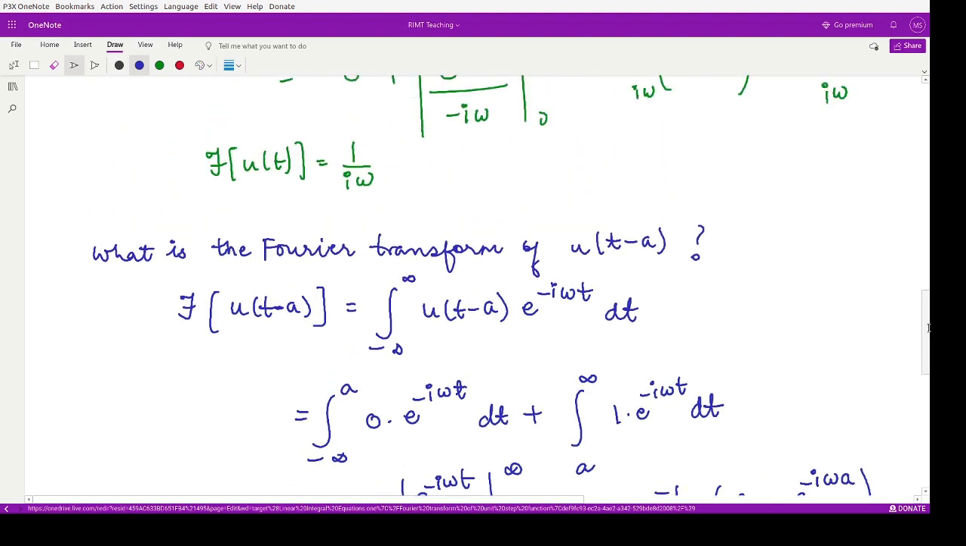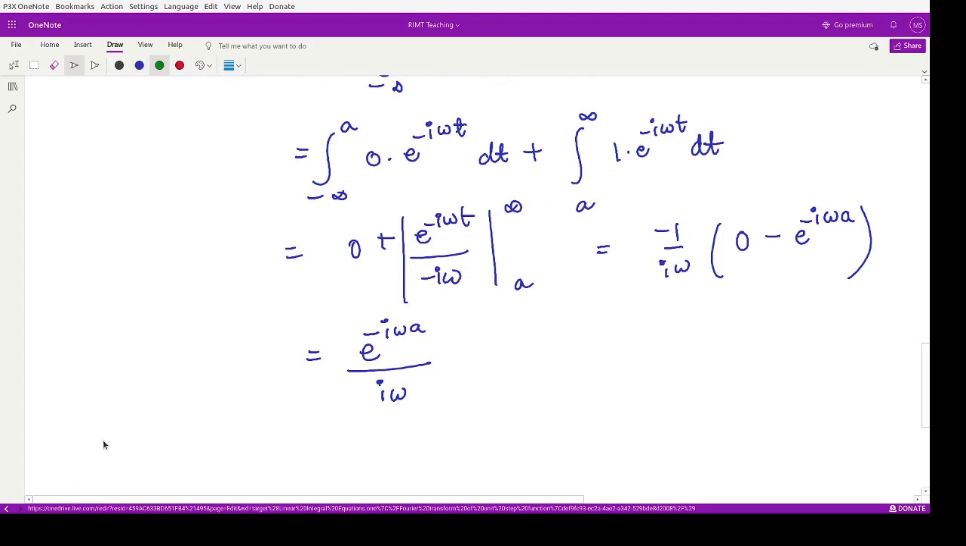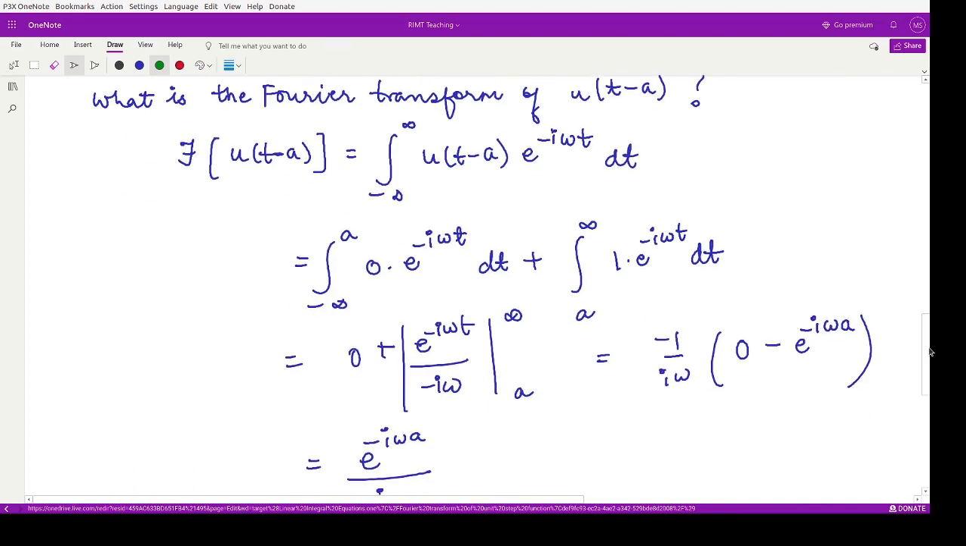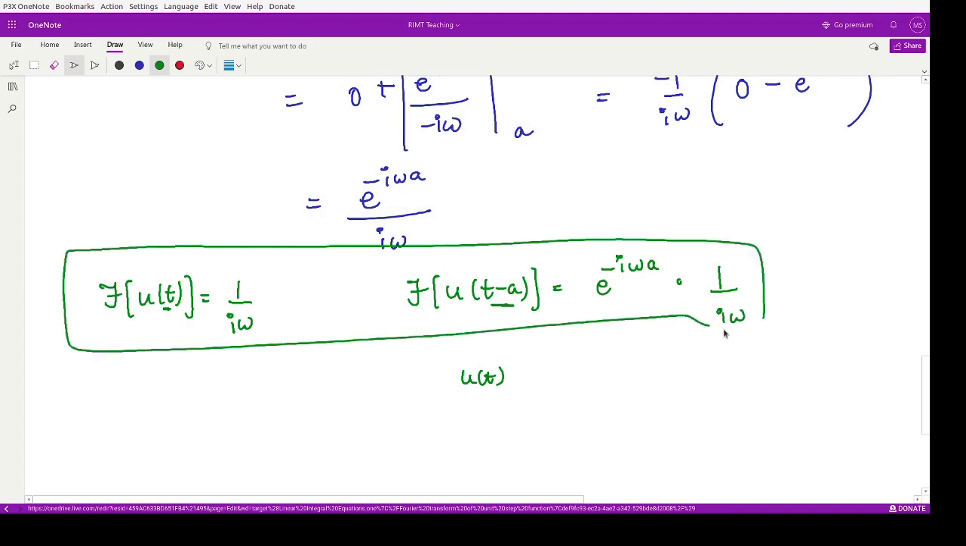So we have this shifting property also, which states that u of t minus a also gives you an idea that the Fourier transform of u of t is equivalent to what we have just calculated, 1 by iota omega. So what would be the Fourier transform of u of t minus a? Whenever you have shifted your quantity, it is equivalent to e to the power minus iota omega a multiplied by the Fourier transform of u of t, that is 1 by iota omega. So this is the result that we have with us, right?